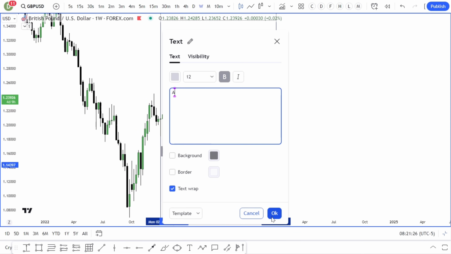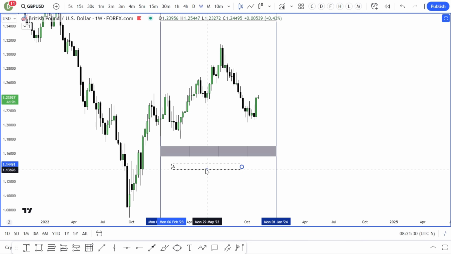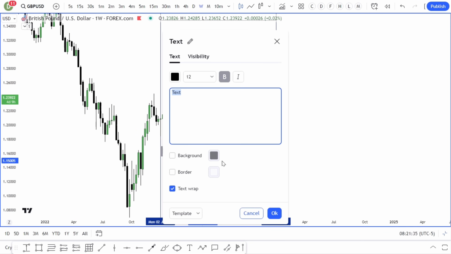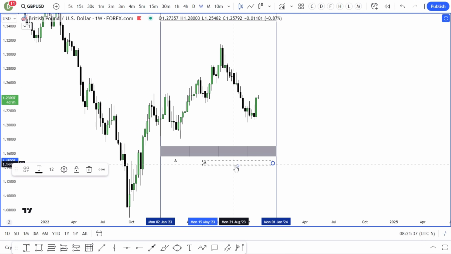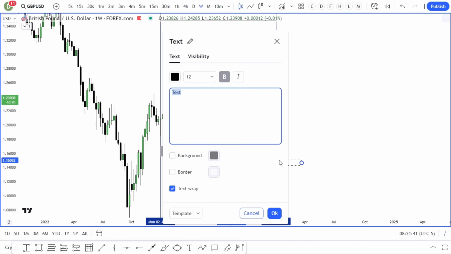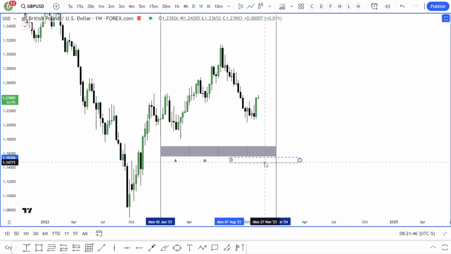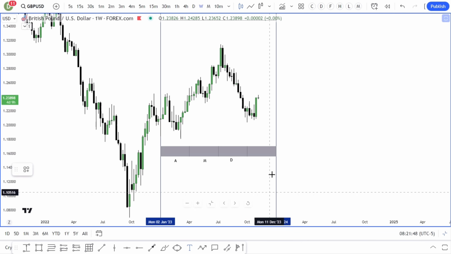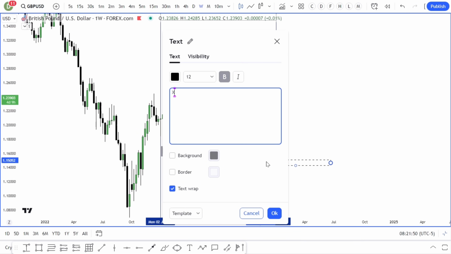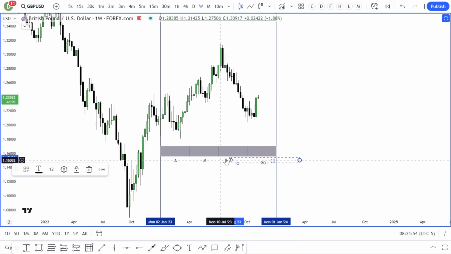the first one is accumulation, right? Let's make this black like this. The second one is manipulation, right? The third one is distribution, right? The fourth one, we have as X because it's either continuation or reversal of the previous one, right?